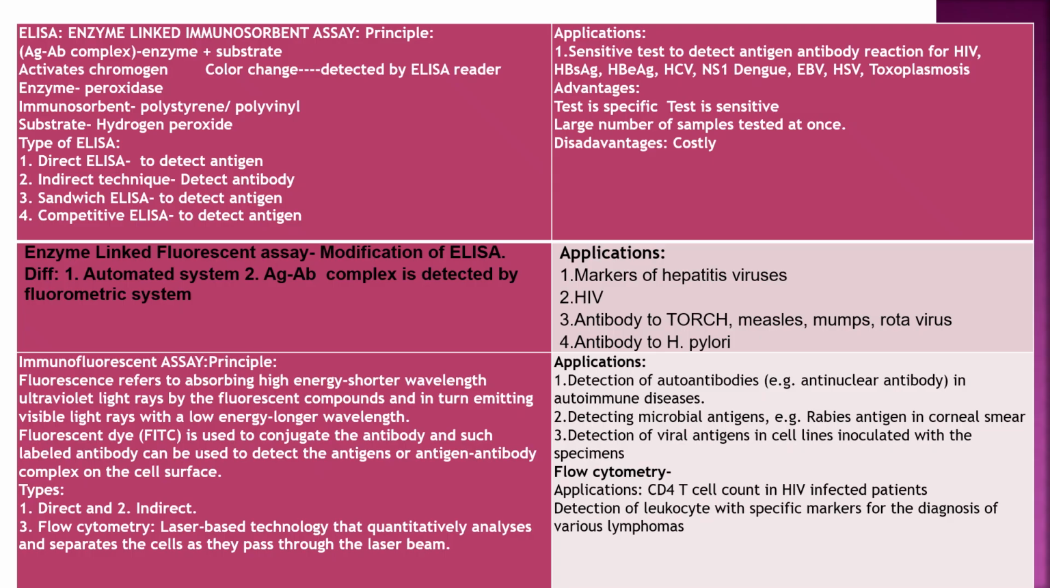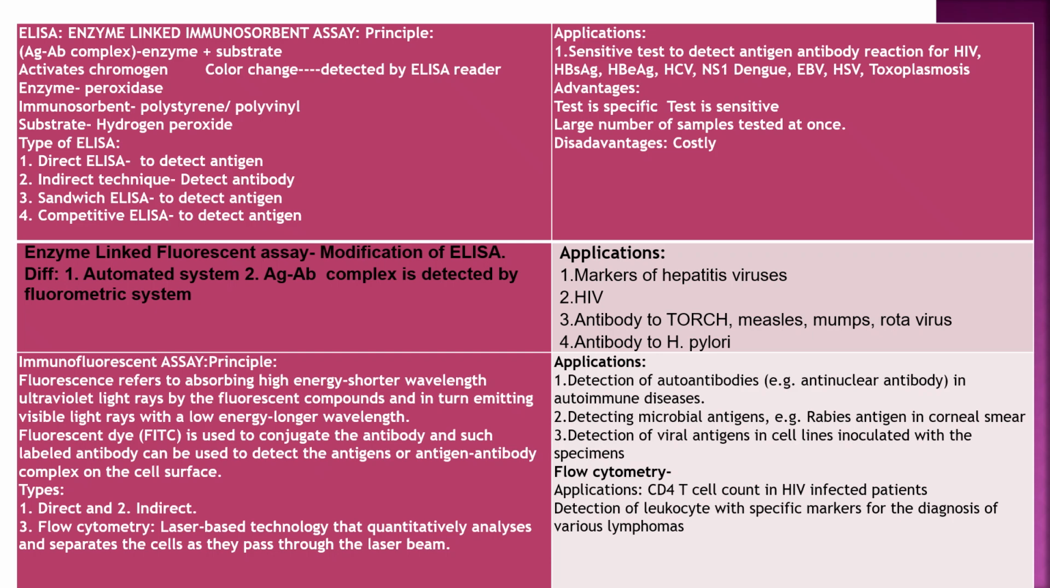Enzyme linked fluorescence assay, a modification of ELISA. It is an automated system, and the antigen antibody complex is detected by a fluorometric system. Application: markers of hepatitis viruses, HIV, antibody to TORCH, measles, mumps, rotavirus, and H. pylori.